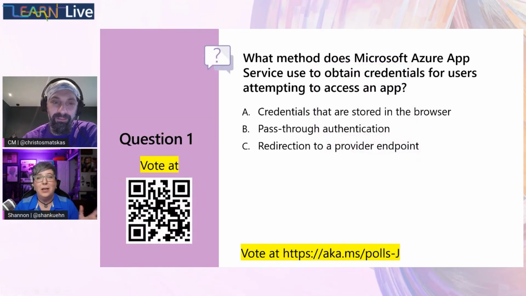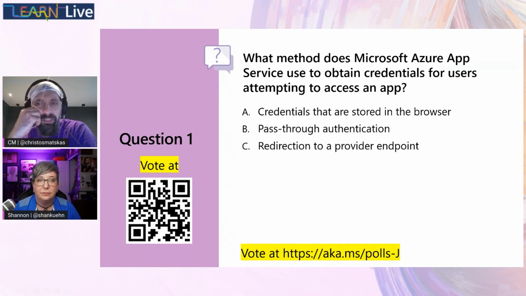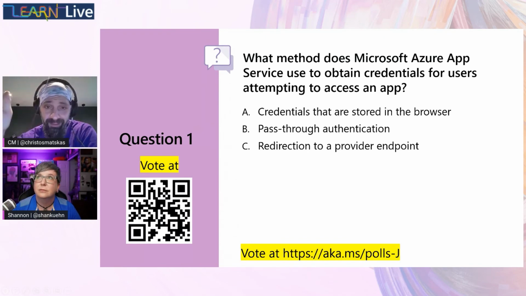So, hit me. What method does Microsoft Azure App Service use to obtain credentials for users attempting to access an app? Okay, the first one says credentials that are stored in the browser. We never, ever want to see you putting any secrets or credentials in the browser, correct? Correct. So that can't be the answer. Okay, pass-through authentication. I don't think we mentioned anything about pass-through authentication. Although that can be a valid type of authentication for certain scenarios like APIs, it is not a valid answer here in my mind.